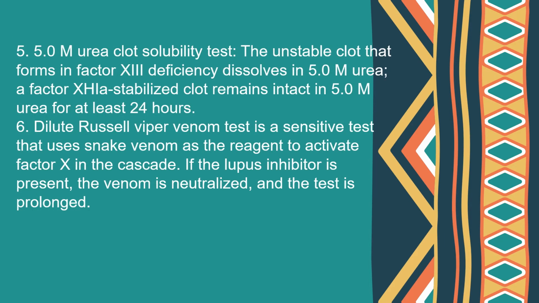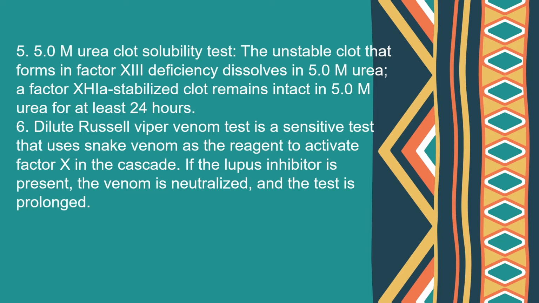Another test is the 5-molar urea clot solubility test. The clot that is formed can be dissolved by adding 5 molar urea. A factor 13A stabilized clot will remain intact in this urea solution for at least 24 hours. So that should be the normal. So if there is a deficiency, the clot will be dissolved. So this is fibrin stabilizing factor.